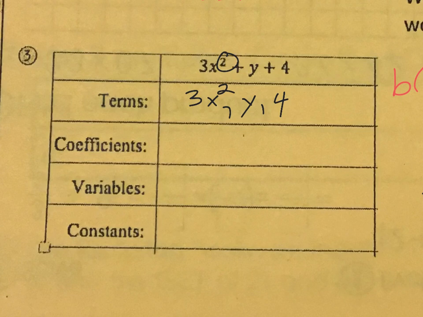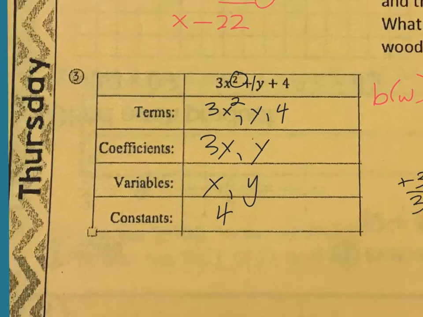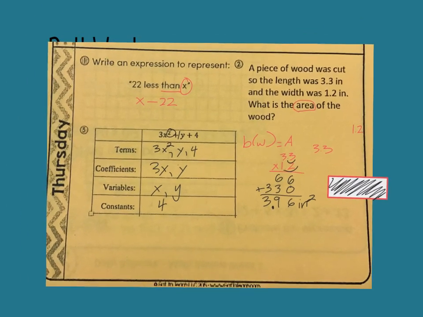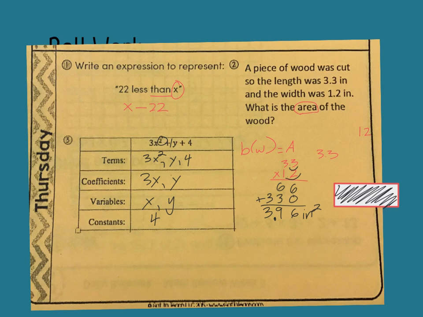The coefficients would be 3x, and that's it. Oh, and the y, sorry. Remember, when there is a y, there is really a 1, so it is a coefficient. So we put that. Then we have x, we have y, and the constant is 4. So there's your bell work. Pretty simple, pretty basic. Hopefully that made sense to you as we did it. Let's move on.